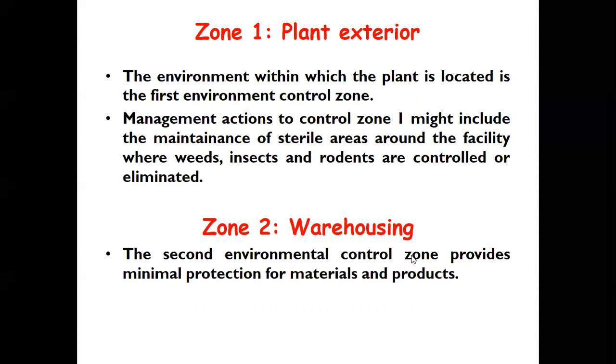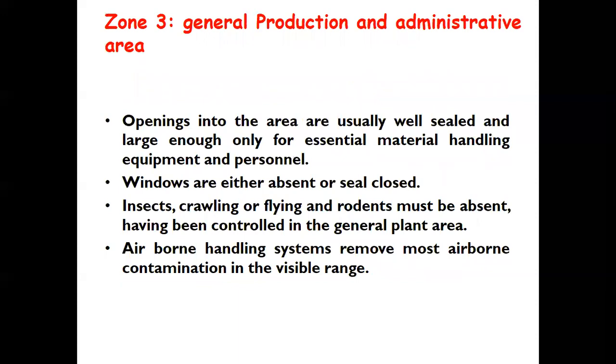Zone 2, warehousing. The second environmental control zone provides minimal protection for materials and products. Zone 3, which is general production and administrative area. Openings into the area are well sealed.